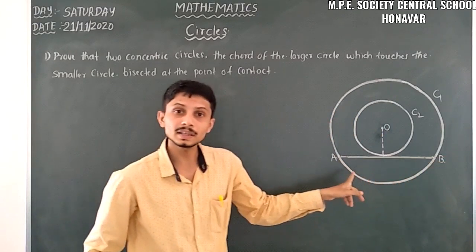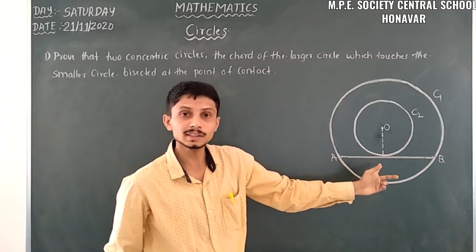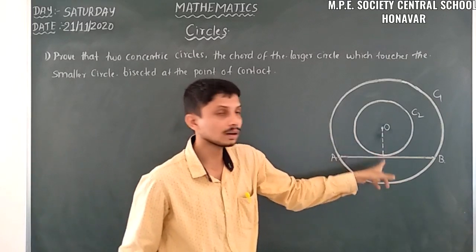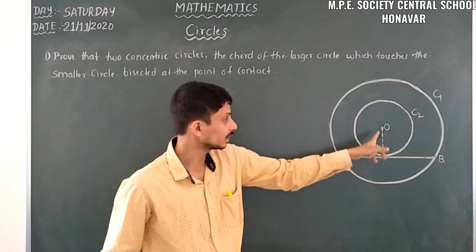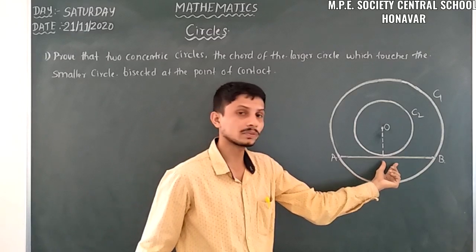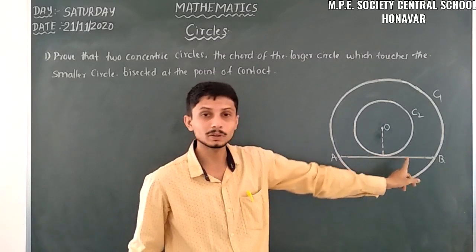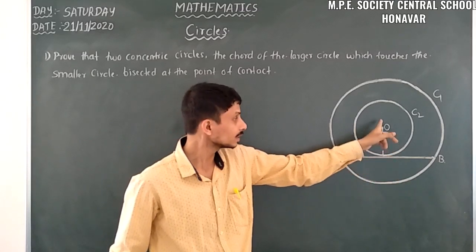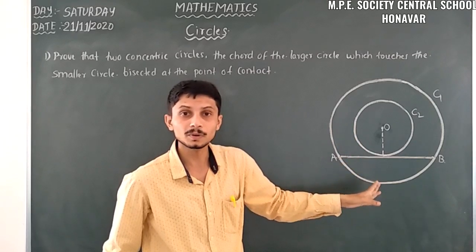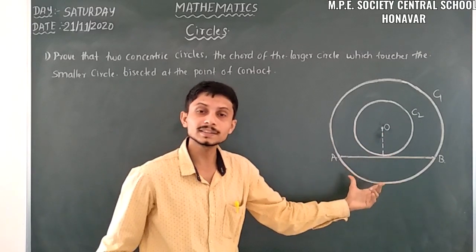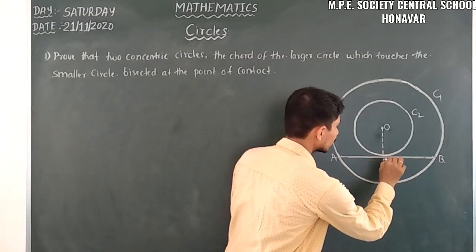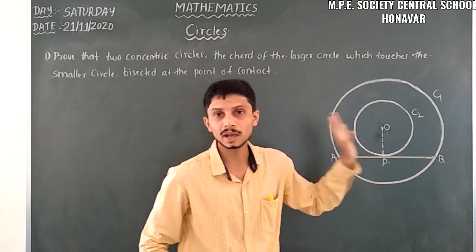This AB is the chord for C1 and a tangent for the smaller circle C2. So when we take a line segment from O, it is a perpendicular. That means OP is perpendicular to AB. When the line segment from the center to the chord is perpendicular, it bisects the chord into two parts. That is what we have to prove. I will take this point as P, and AP is equal to PB is what we have to prove.